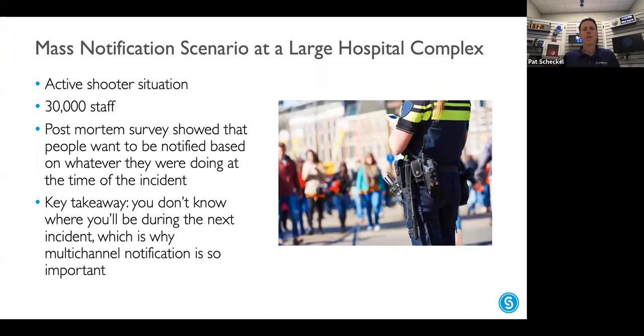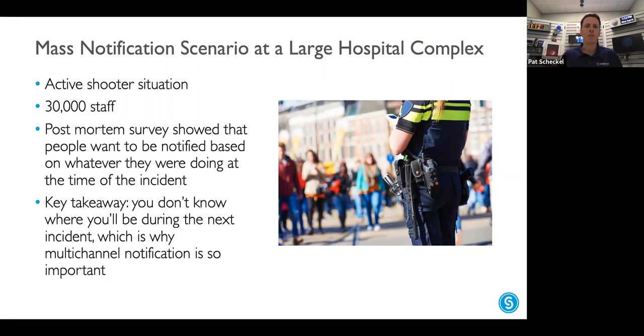They had what they believed was an active shooter situation. It turned out it was a shot fired, but it was not an active shooter. But they thought it was at the time. It turns out there was a troubled young man who drove to the parking lot on their campus and took his life with a gunshot, but they thought it was an active shooter situation. They have 30,000 staff working at this large hospital complex. And the alert that went out was ineffective.